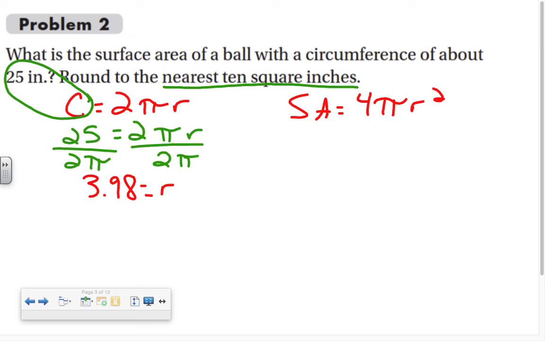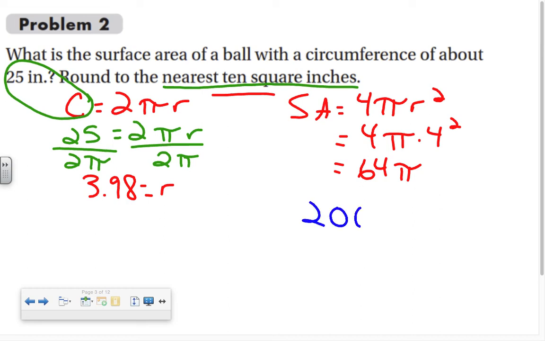So 4 pi times 4 squared, so that's 64 pi, and then we evaluate the pi and get 201 point stuff. But again, they're asking us to round to the nearest 10 square inches, so my final answer is 200 square inches.